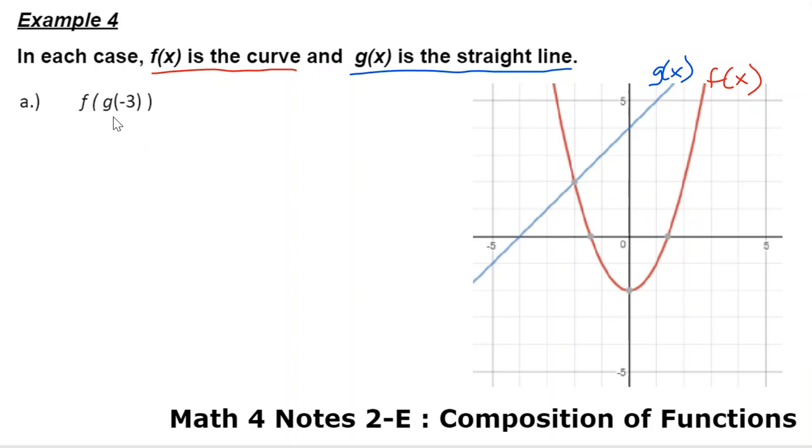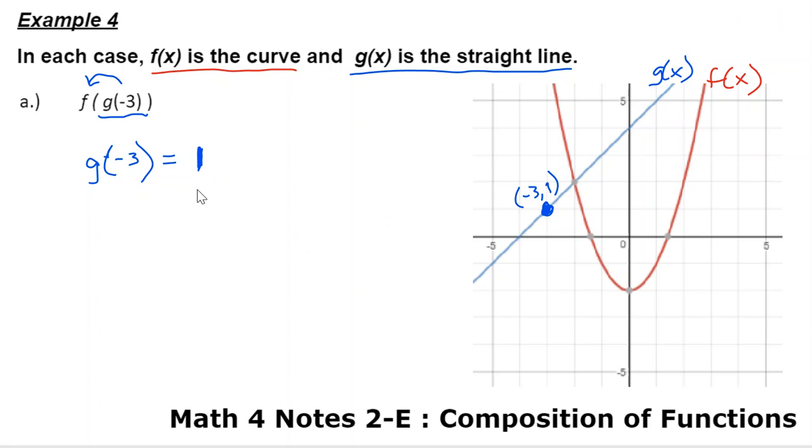So if I have, again, I'm going to start with g of -3, and we're going to stuff that into f when we're done. So g of -3, when x is -3 on the straight line, I am right here. That is the point -3, 1. So when x is -3, y is 1. That's kind of the name of the game.